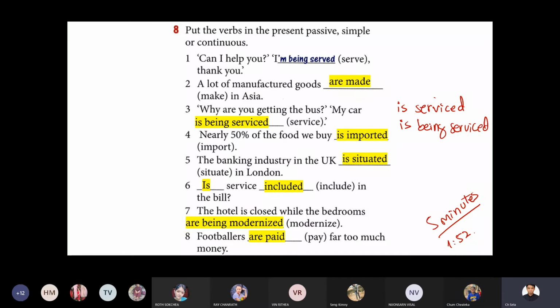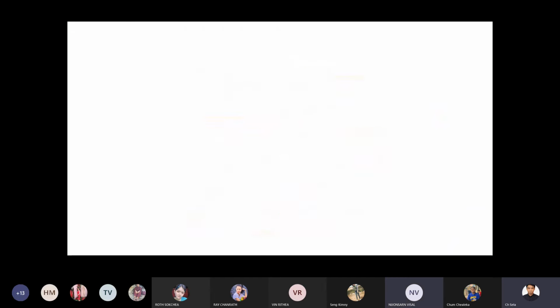So listen carefully. I'm reading for you again. Number one, can I help you? I'm being served. Thank you. Number two, a lot of manufactured goods are made in Asia. Number three, why are you getting the bus? My car is being serviced. Number four, nearly 50% of the food we buy is imported. Number five, the banking industry in the UK is situated in London. Situated. Number six, is service included in the bill? Number seven, the hotel is closed while the bedrooms are being modernized. Number eight, footballers are paid far too much money. Okay, any difficult word you would like to ask me? All right, if you don't have questions, I'm going to move to the next one.